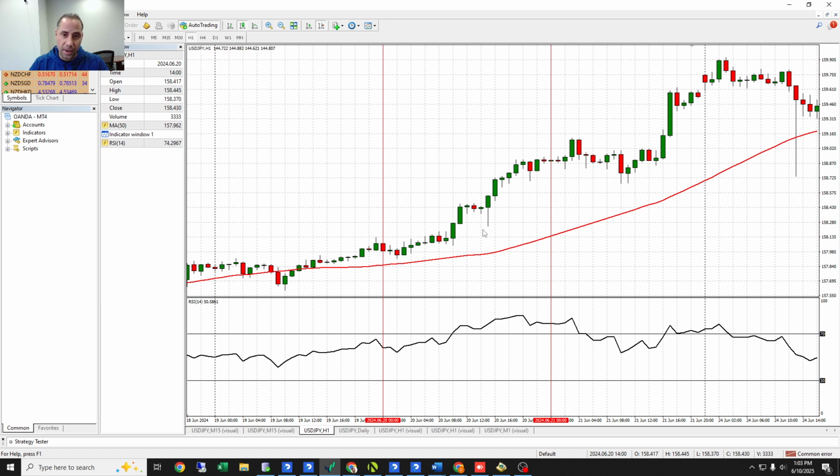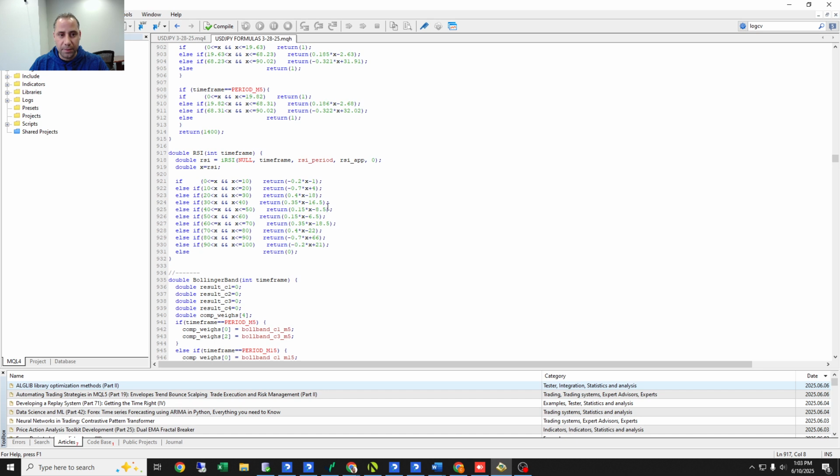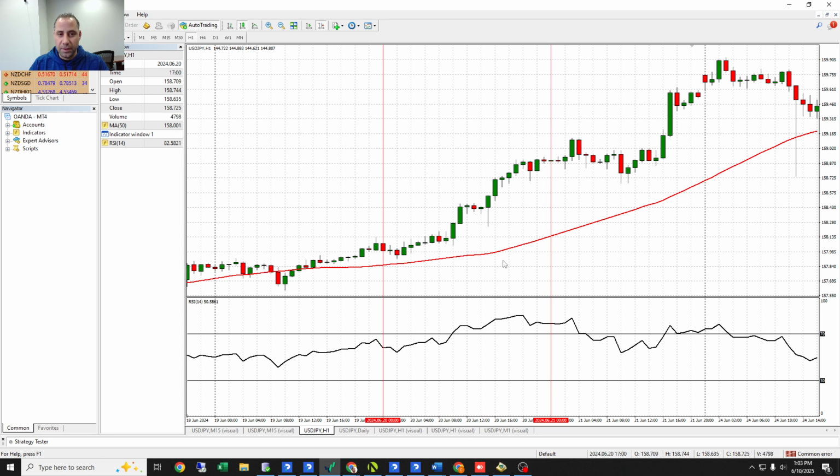Is the market going up? And how fast is it going up? Is the market going down? How fast is it going down? So we need a formula for this. This is our typical RSI formula. I'll give you a better example of this once we go over a little bit more on the charts here.